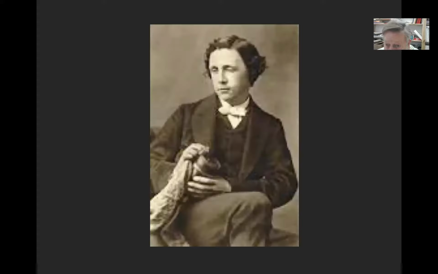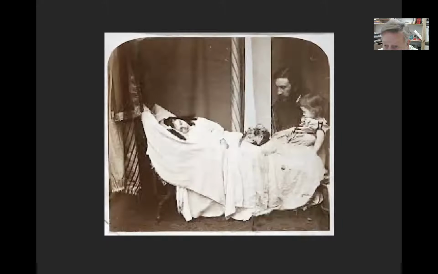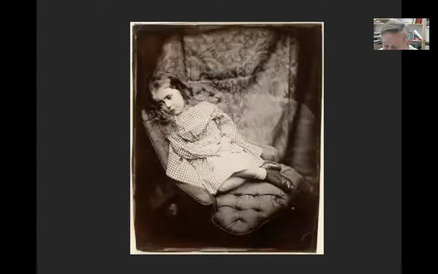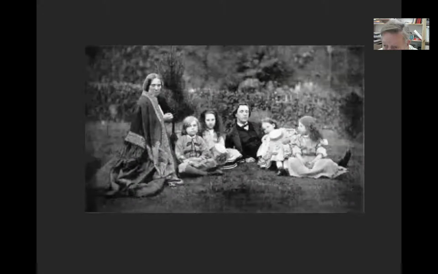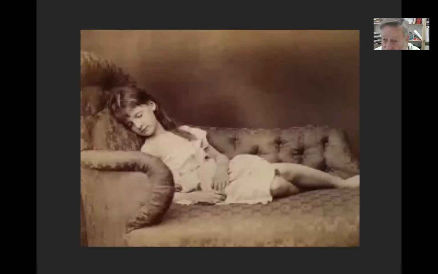Lewis Carroll. This is Charles Dodgson, also known as Lewis Carroll. Sorry for the pixelated image. One of his shots, this is, I think, King Arthur rescuing a princess, children at play. Children at rest. And I think this is the family next door and all their daughters. The Liddells.